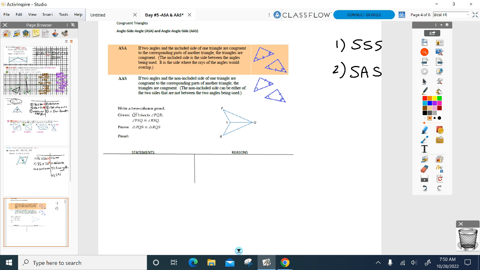Two more today. The third one: ASA, which I'm sure you know the abbreviation for now from yesterday. Angle, side, angle. And where's the side in angle, side, angle? Where did I put the S? In the between. So if you want to use this fact to prove two triangles congruent, that side has to be in between your two angles.